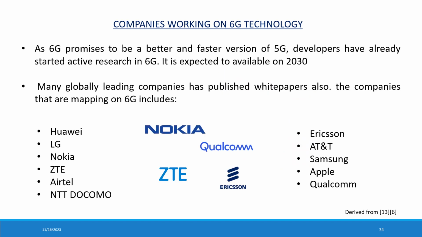Companies working on 6G technology. Many companies are working on the 6G technologies, and some of the leading companies have published white papers also. The companies that are working on 6G include Huawei, LG, Nokia, ZTE, Airtel, NTT Docomo, Ericsson, AT&T, Samsung, Apple, and Qualcomm.